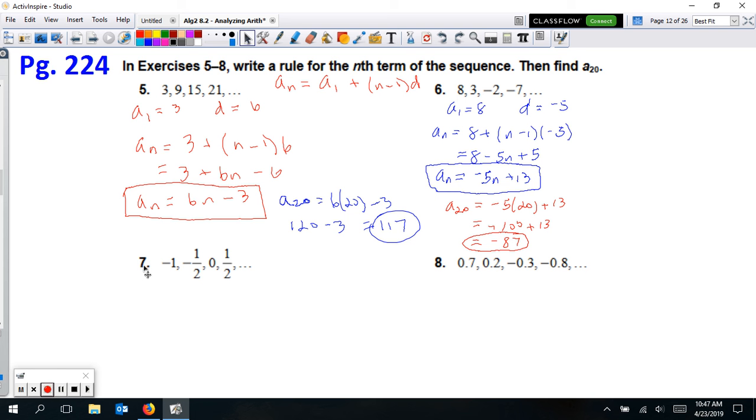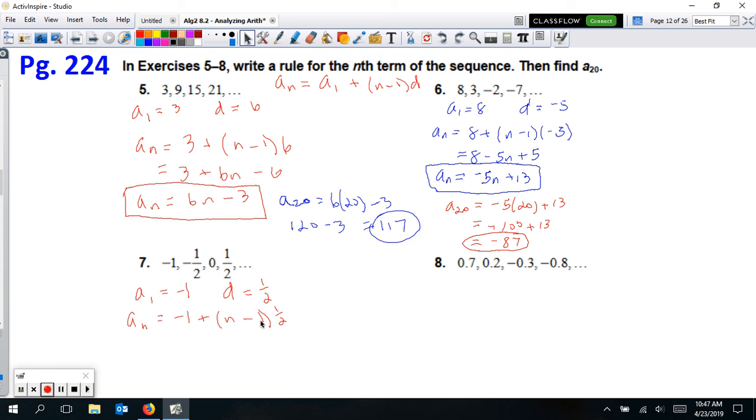Now at number 7, we can see our first term right here, negative 1. Our common difference, it looks like it is going up, so it is getting bigger. So it's a positive common difference. It looks like it's going to be just 1/2. So going from 0 to 1/2 is just a half. So a of 1 is negative 1, and our d is a positive 1/2. So we're going to plug that into our formula. A of n equals negative 1, the first term, plus n minus 1 times the 1/2.